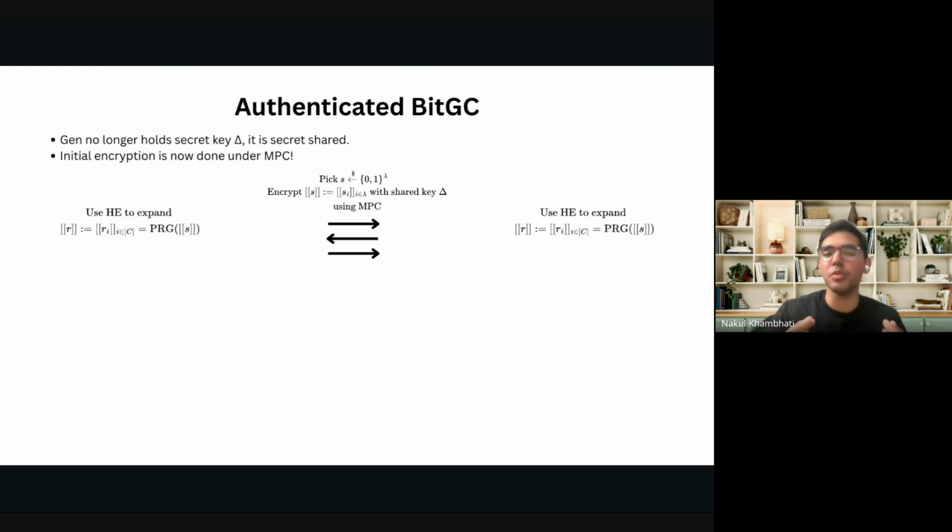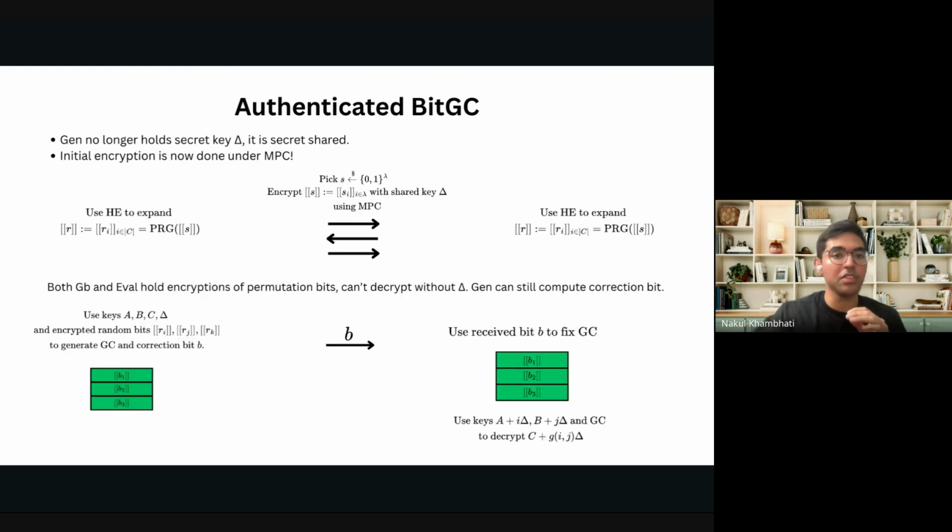And they both use homomorphic encryption now to expand that encrypted seed into these encrypted bits. The garbler now does not know the permutation bits, right? Because those were generated from the PRG. Instead, he also only holds encryptions of the permutation bits. But this still suffices for him to generate this GC and the correction bit. And the details of this you can find in the authenticated BitGC paper.